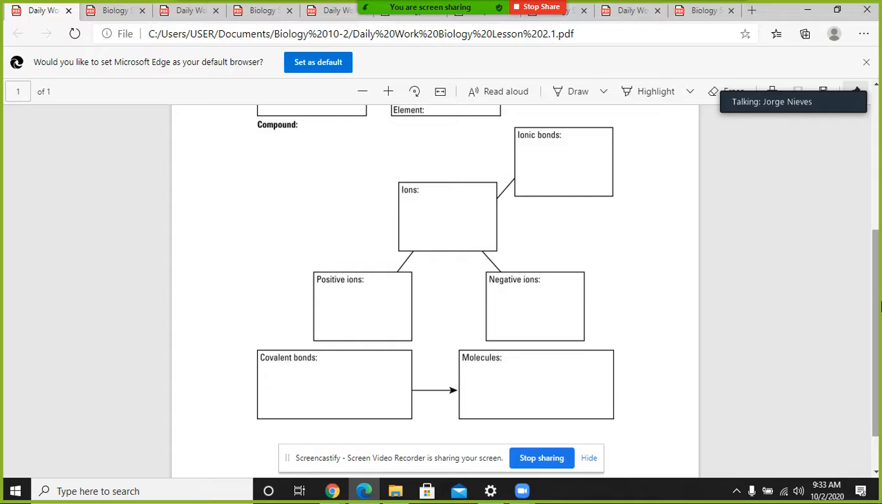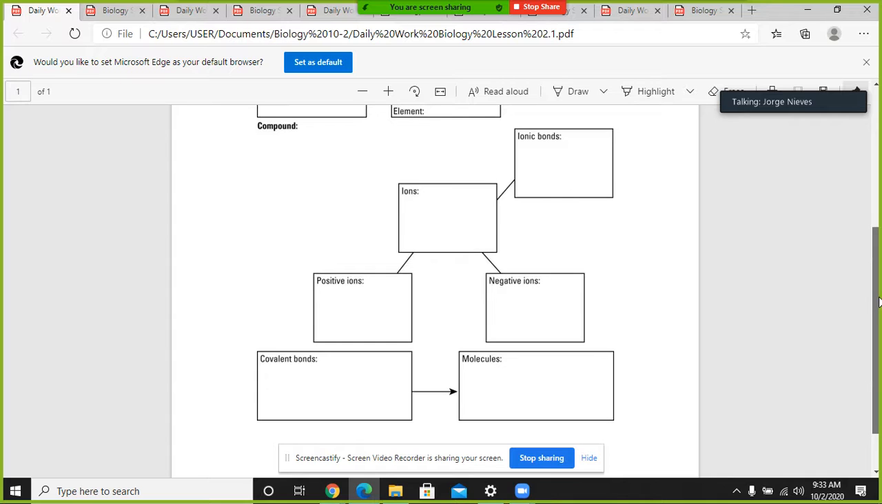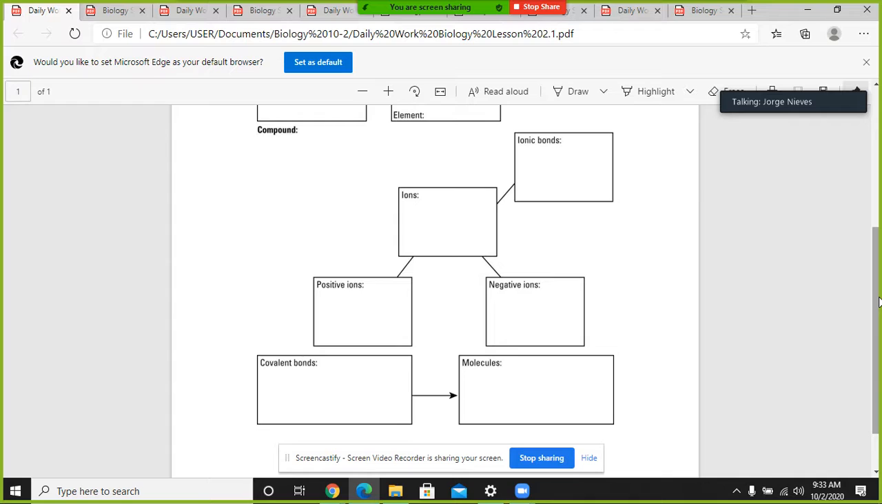The last thing we talked about in this lesson 2.1, atoms, ions, and molecules, was covalent bonds and molecules. A covalent bond is formed when atoms share one or more pairs of electrons. That's the biggest difference between a covalent bond and an ionic bond. In ionic bonds we donate or give electrons; in covalent bonds we share one or more pairs of electrons. Both are very important, and we're going to see more about covalent bonds in other lessons.